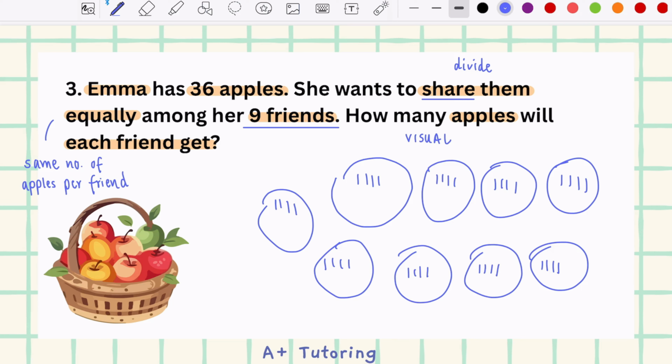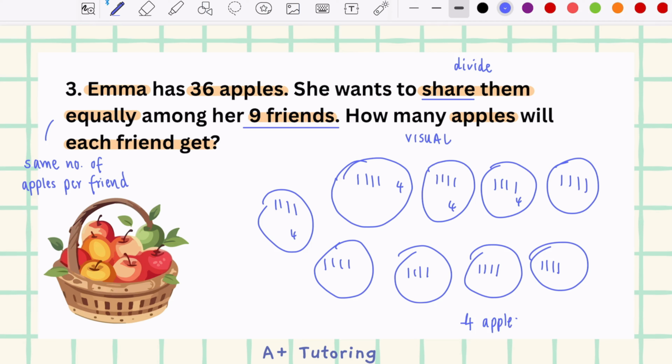In this visual representation, we can see each of our friends. So, one friend, one big circle, gets 4 apples, right? You can see that each of them has 4. So our answer would be 4 apples.